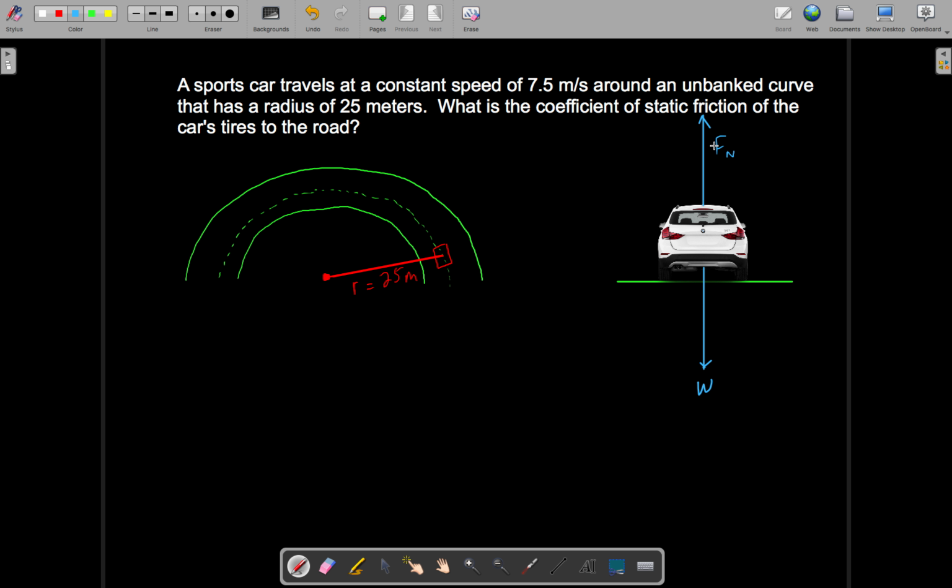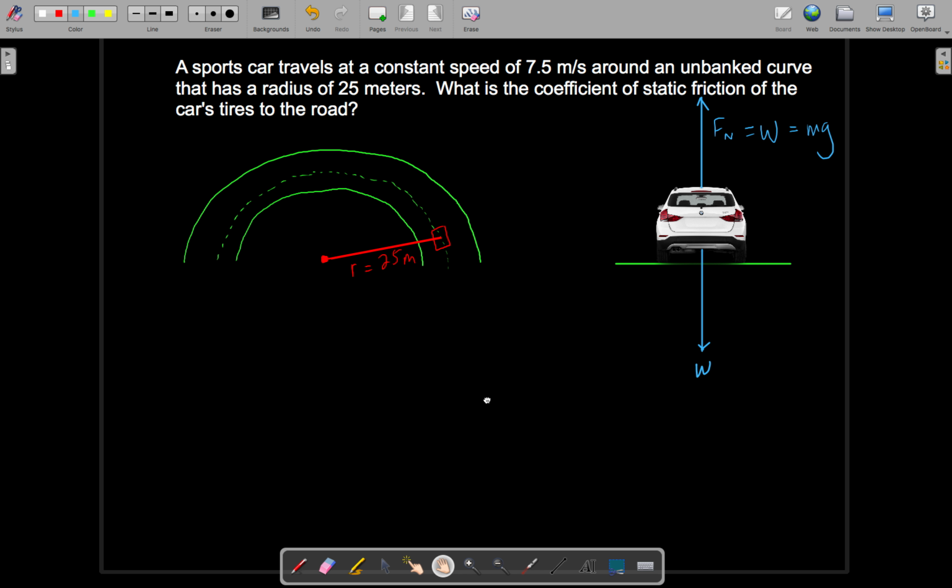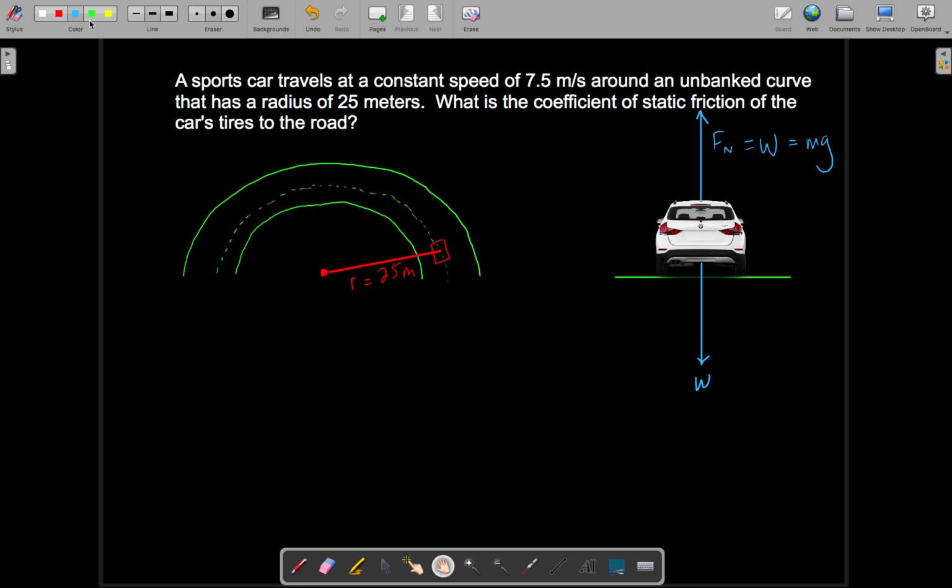Keep in mind that the normal force and the weight are equivalent to each other. And the reason why is because the vectors of the force normal and my weight are along the same axis. And so we can say that the force normal is equivalent to the weight, which is equivalent to mass times gravity. Keep that in mind. We're going to look at that a bit later in this video. We're going to go ahead and talk about the other two forces acting on this car.